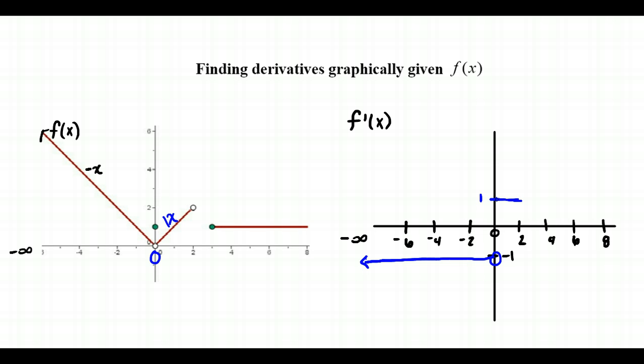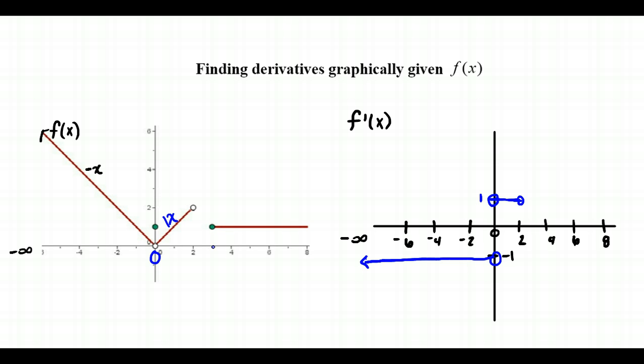And again, at 0, I have to be undefined, so I have to have this open circle there. And at 2, you'll notice that I'm not defined there, so I can't be continuous there. So also at 2, I'm going to have an open circle. And if you notice even closer, between 2 and 3, there are no function values at all.